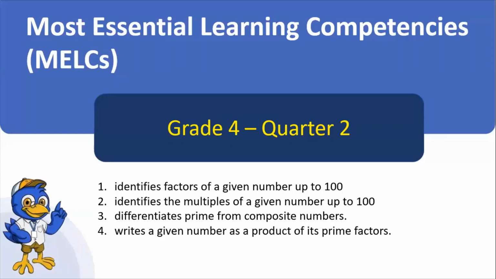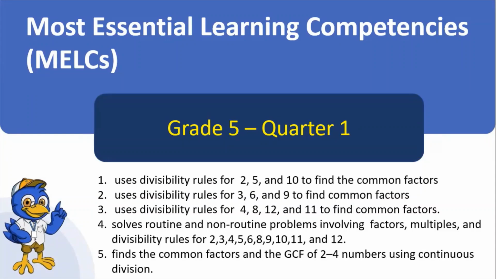Factors and divisibility are important concepts for the Department of Education. You can see here in grade 4, quarter 2, in the list of the most essential learning competencies, there is: identifies factors of a given number up to 100, also identifies the multiples of a given number up to 100, and differentiate primes from composite numbers. Same is true for grade 5, quarter 1.